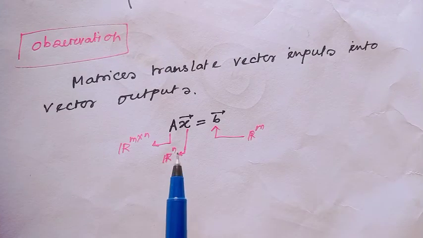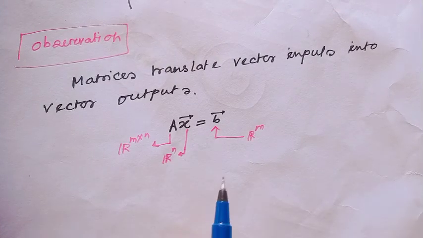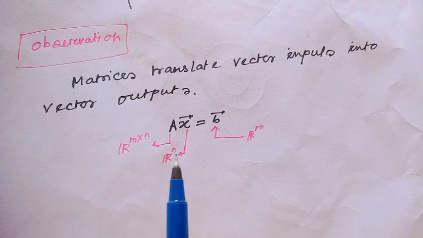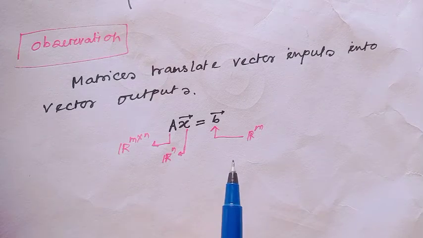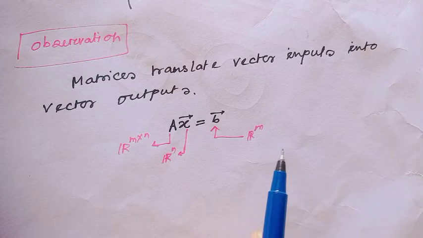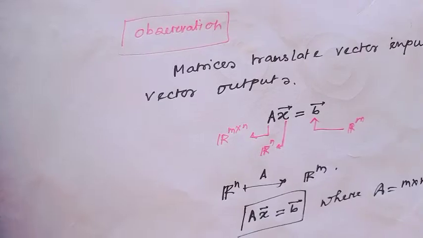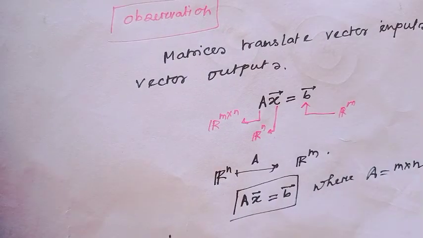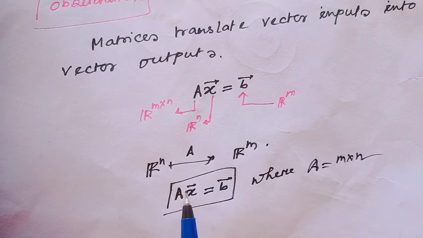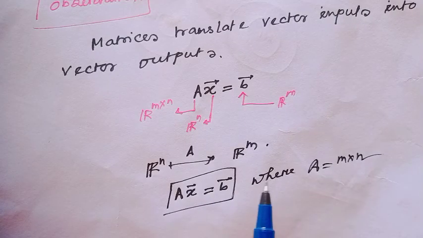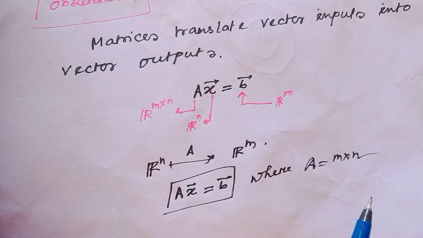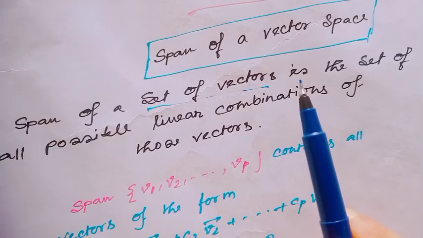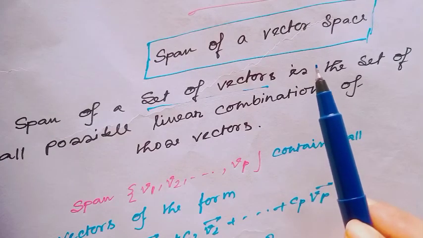Here the equation looks like Ax equal to B, where A is an m cross n matrix and x is an n cross 1 vector. Then our new produced vector would be an m cross 1 vector. Here is the nice concept: we can create a function from Rn to Rm such that Ax equal to B, where A is the m cross n matrix. Our next goal is the span of a vector space.